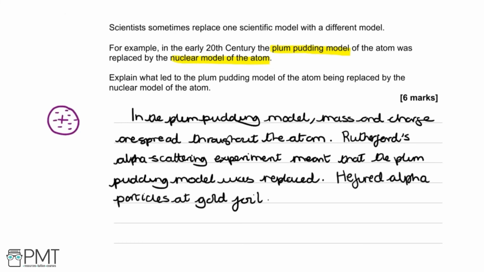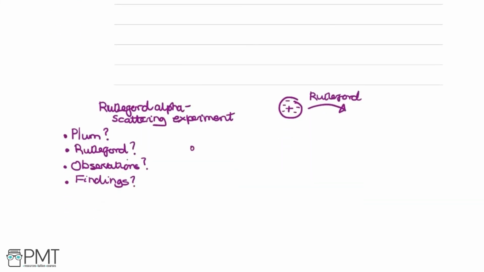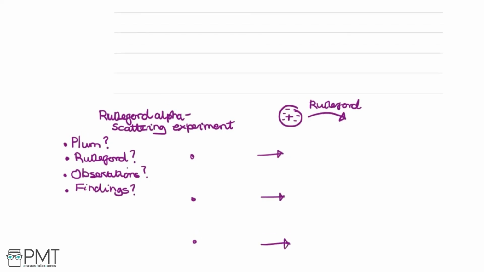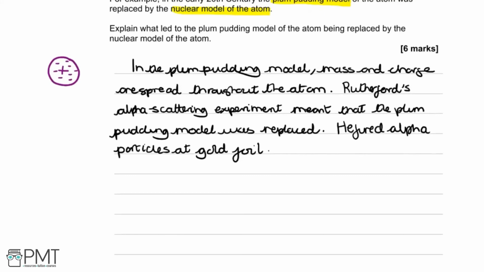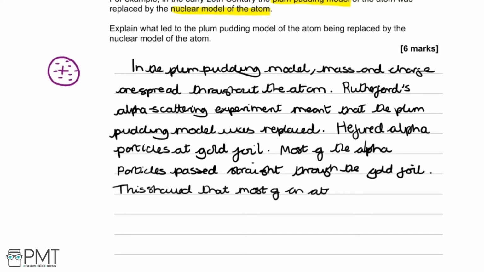So next we need to describe the observations of the experiment, so what they noticed when they fired alpha particles at gold foil and what these observations led to, what changes they led to. So you need to remember there are 3 observations and 3 changes that these observations led to. The first one is that most of the alpha particles actually pass straight through the gold foil. This shows that most of the atom is actually made up of empty space.